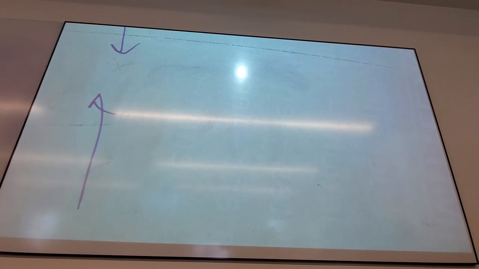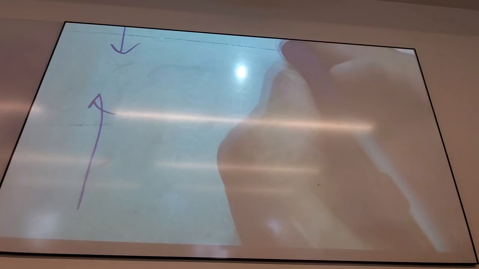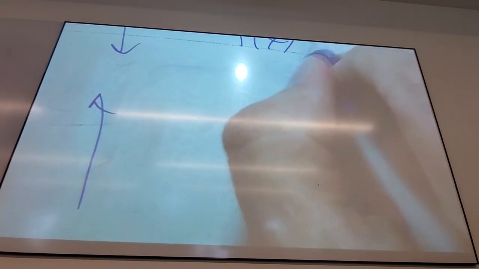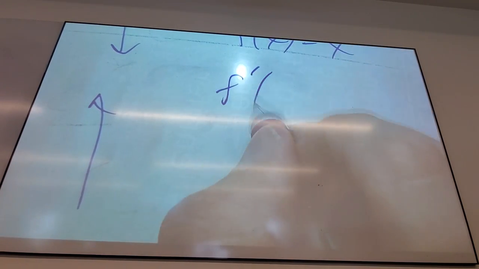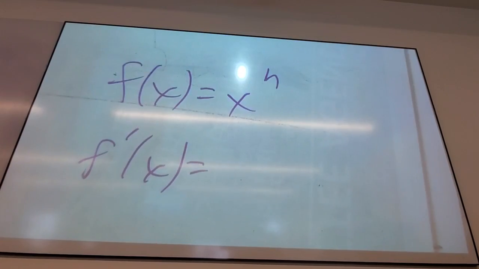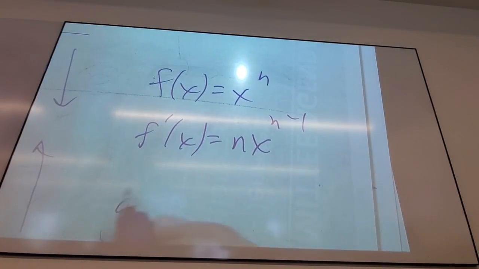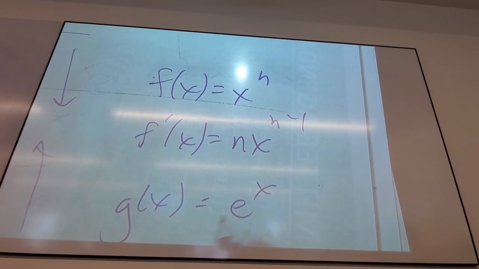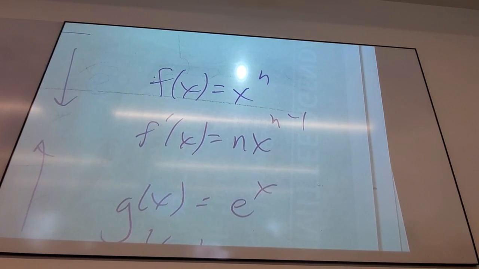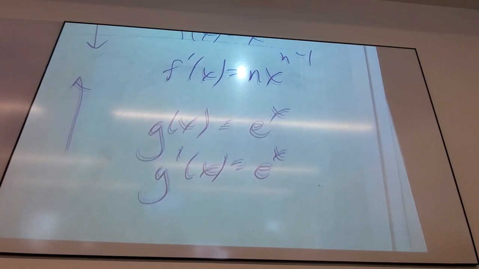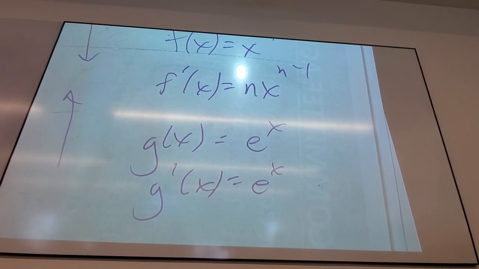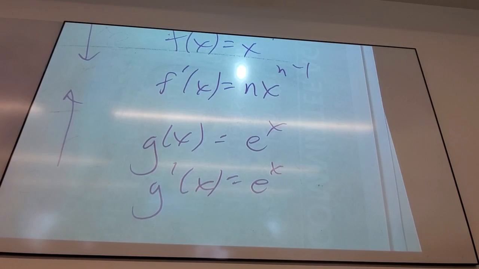So now I know I can memorize the same way you guys have memorized the derivative of x to the n, which is n x to the n minus 1. Now you can memorize that e to the x, its derivative is e to the x. Thank you, e to the x. And that's the exponential derivative. Yes, that's the exponential function.